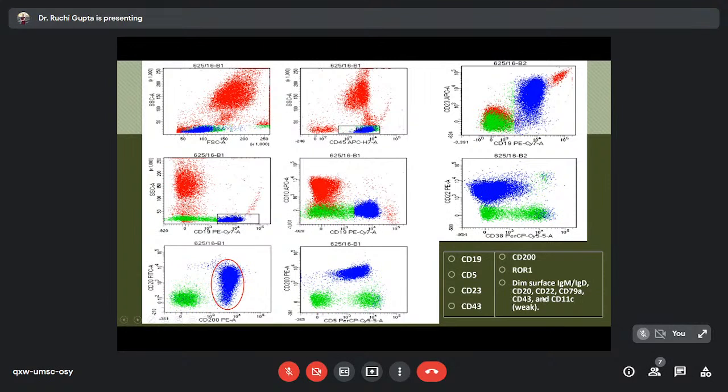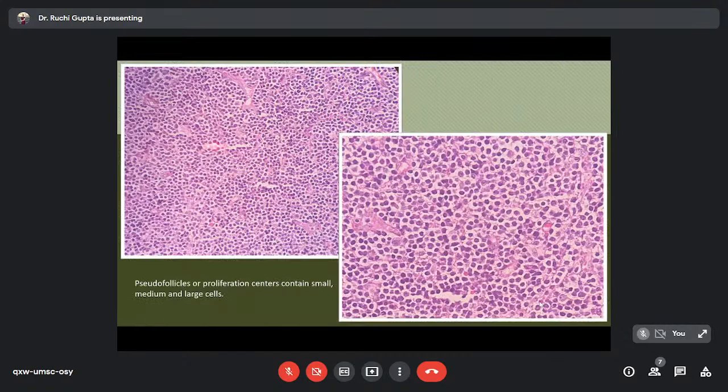And a dim surface expression of the light chain. Very frequently, I personally feel that we have a difficult time comparing whether it is a kappa restricted population or a lambda restricted population. Even the light chain expression is pretty dim sometimes on these CLL cells, besides the dim expression of CD79B and CD22. This is how a typical lymph node would look like.